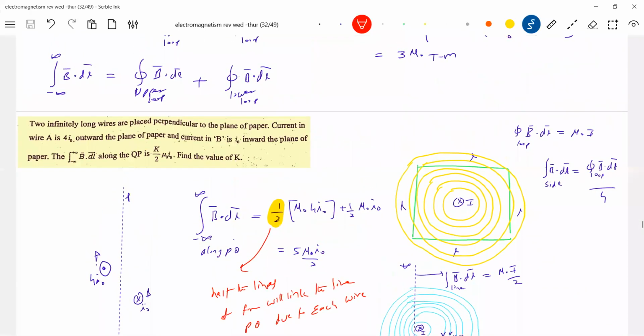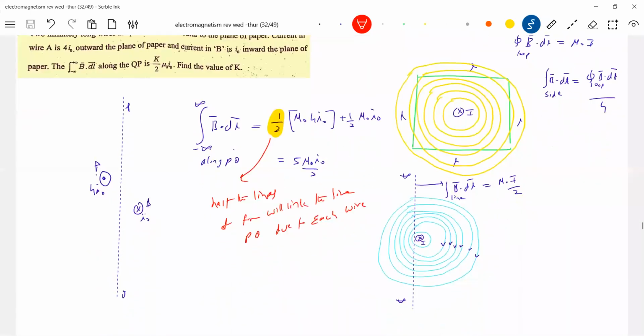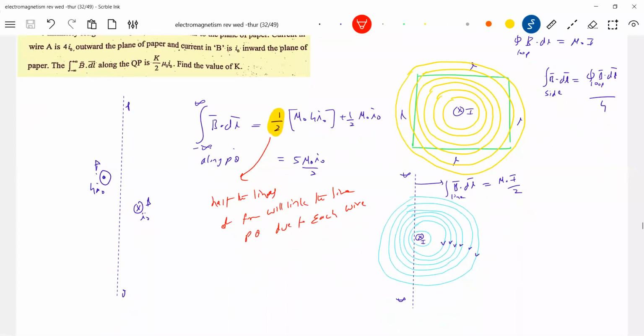Sir, one is outward, one is inward, sir. So it should be, just subtract. This is B bar like this, no? He didn't give the diagram. No diagram, this is what is given. No? Okay, sir.